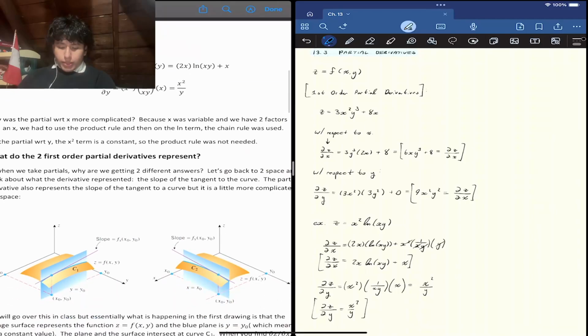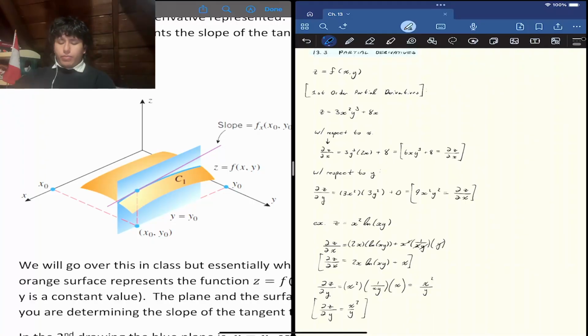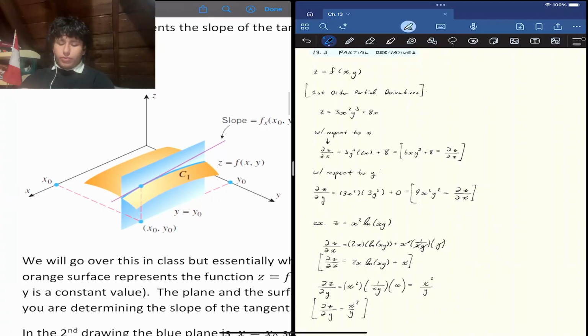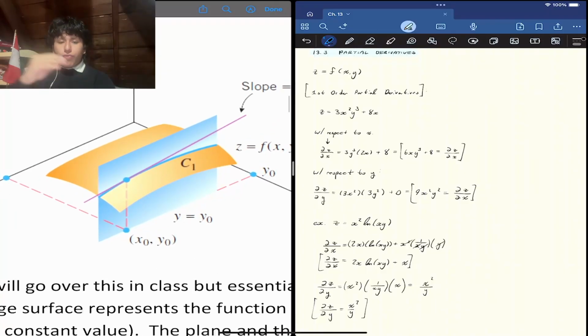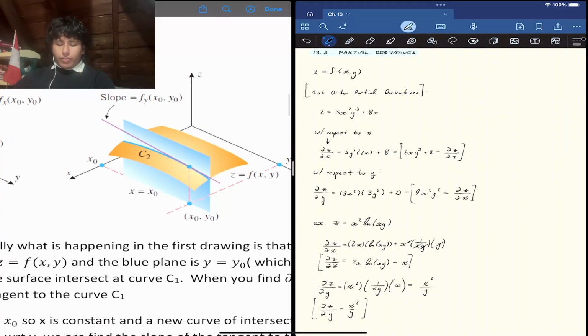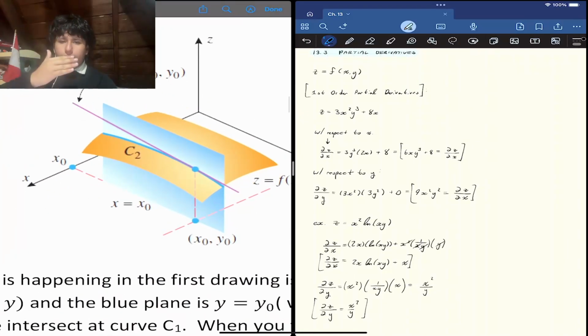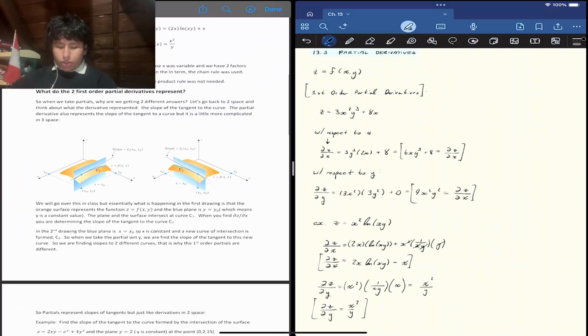And really what this essentially means is, for example, if y is constant, so this is with respect to x, you're forming this curve, and then evaluating that at a single point, you'll be able to find the slope of this curve at that point. Same thing for this one. In this case, you're taking it with respect to y because x is going to be constant, creating this plane, thus creating this curve. And then at a single point, you'll be able to find the tangent to that specific curve that you're making.